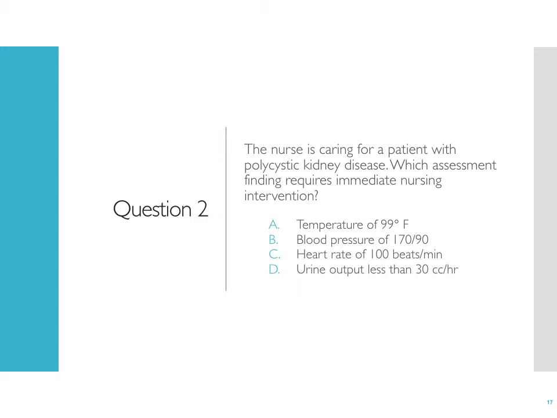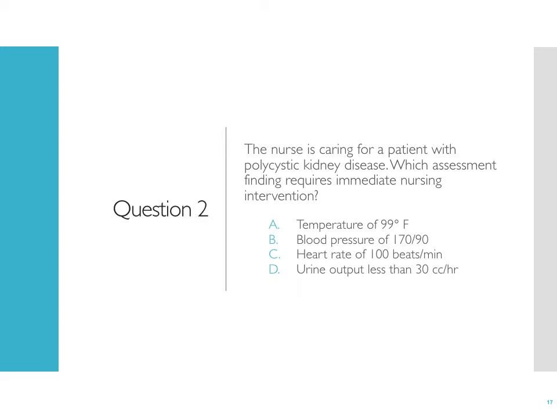Question 2. The nurse is caring for a patient with polycystic kidney disease. Which assessment finding requires immediate nursing intervention? A temperature of 99, blood pressure of 170 over 90, heart rate of 100 beats per minute, or urine output less than 30 cc's per hour. By the way, I didn't write these questions, but cc's is not the proper way to discuss liquid volume. It should be milliliters per hour.